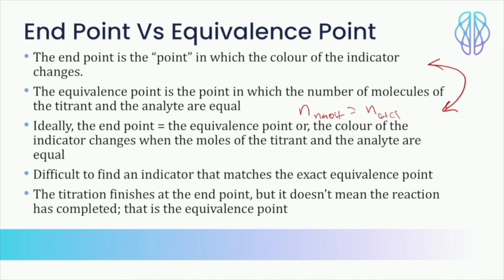So it's really hard to make an indicator that changes color at the exact pH of the equivalence point in which the molecules of the titrant and the analyte are equal. However, for your senior studies, just remember those two definitions. That's the most important thing.